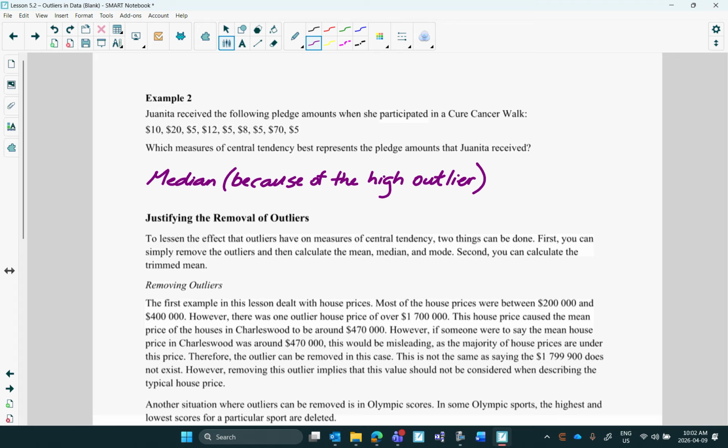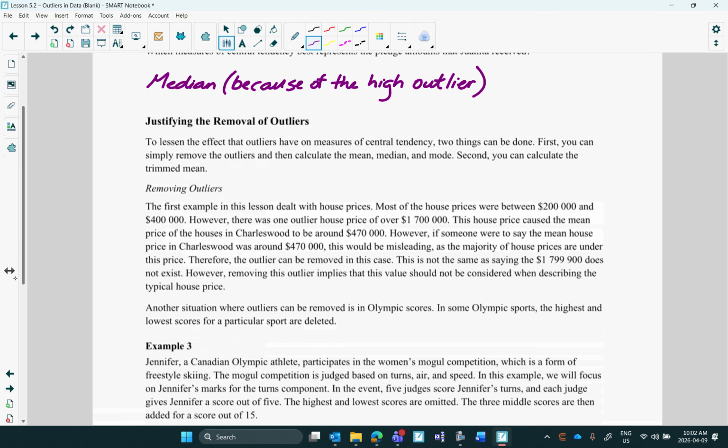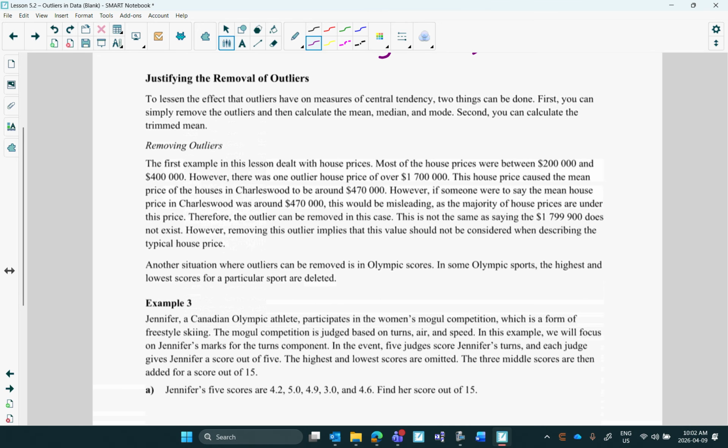So as we already saw with one of the examples, one of the things that you can do when you're dealing with outliers is remove them. So like in that previous example with the houses, when we removed that $1.8 million home, we got a mean and median that were much closer to each other.